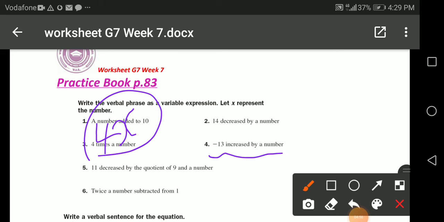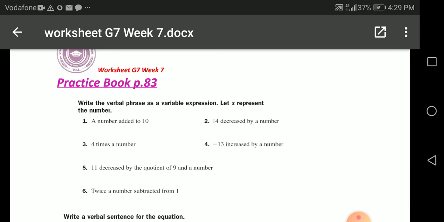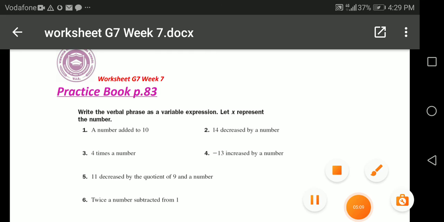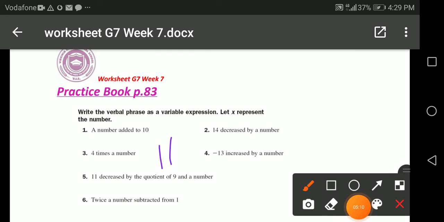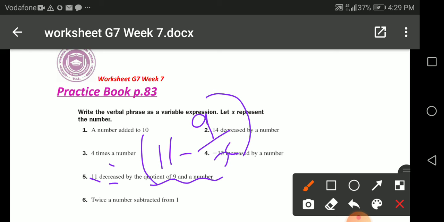Negative 13 increased by a number. 11 decreased by the quotient of 9 and a number. What are you saying here? So this one, how can I do it? It's 11 decreased by the quotient of 9 and the number. It's easy like this.